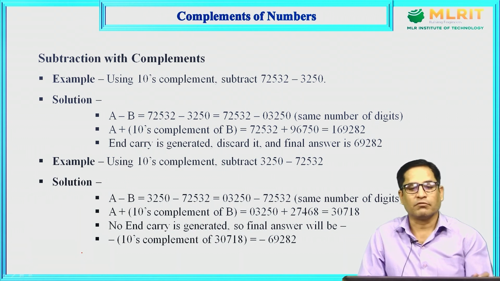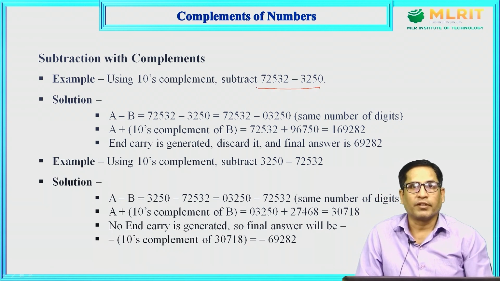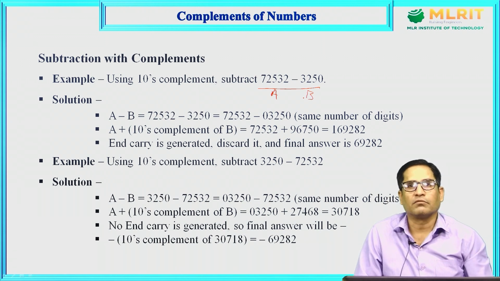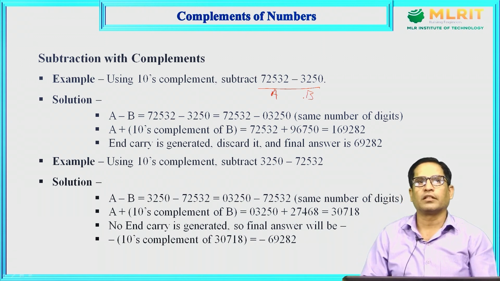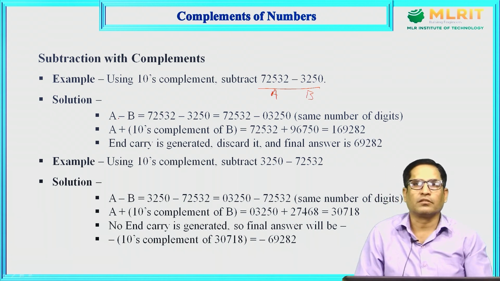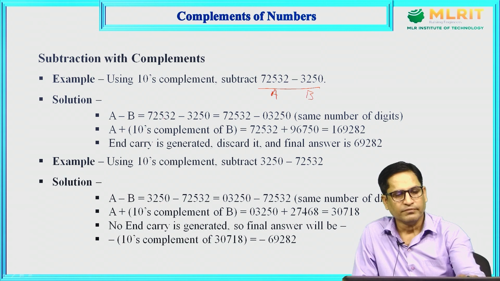Using 10's complement, we want to perform this subtraction: 72532 minus 3250. Please note that case 1 is applicable here, the number a is greater than b. That means an end carry is going to be generated, and we have to discard the carry. So the process: we are going to take the 10's complement of the number 3250, that means number b, and then add it to the given number a, and the carry which is generated we discard to get the right answer. So a minus b, this is the given problem.